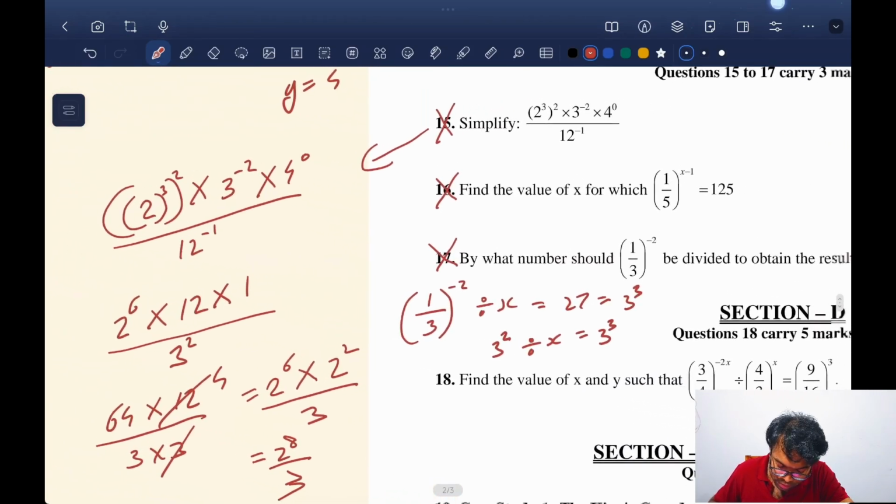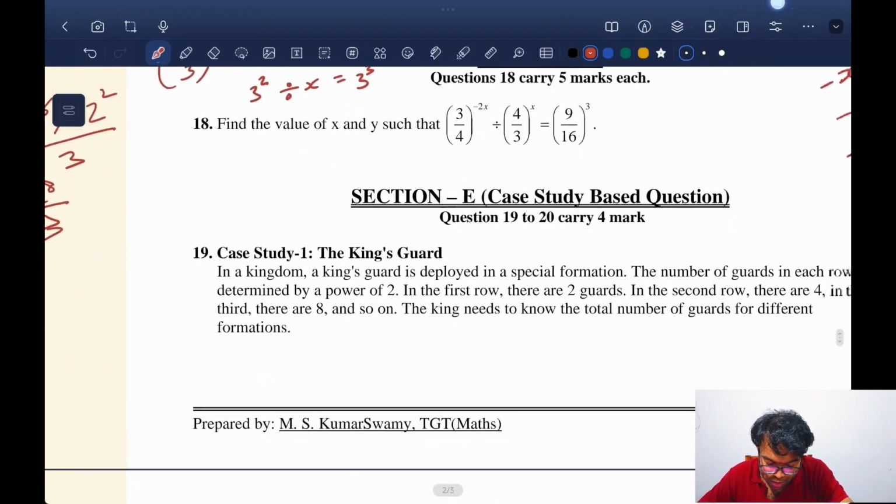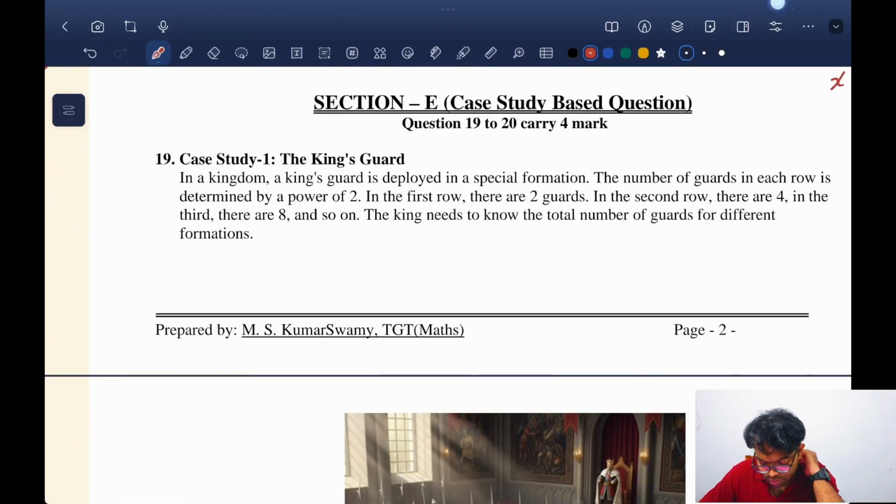Okay, अगला case study 1, the king's guard. In a kingdom, a king's guard is deployed in a special formation. The number of guards in each row is determined by a power of 2. If in the first row there are 2 guards, in the second row there are 4 guards, in the third row there are 8 guards. तो पैटर्न क्या बन रहा है? 2 to the power of 1, 2 to the power of 2, 2 to the power of 3, ऐसे जा रहा है. ठीक है.